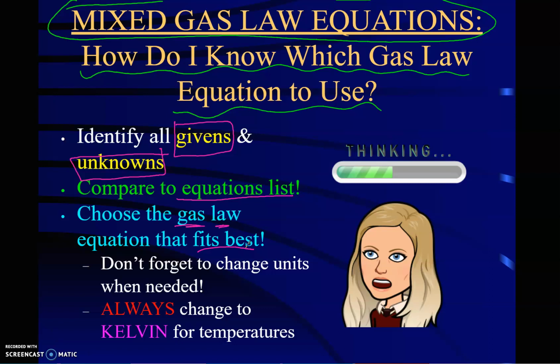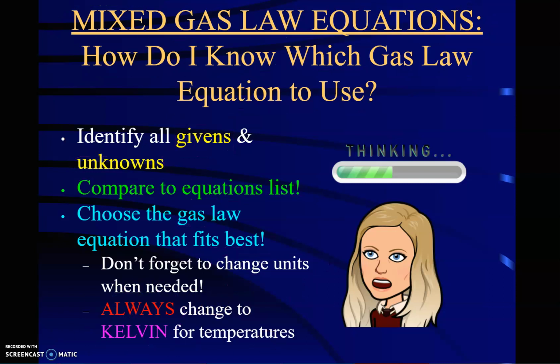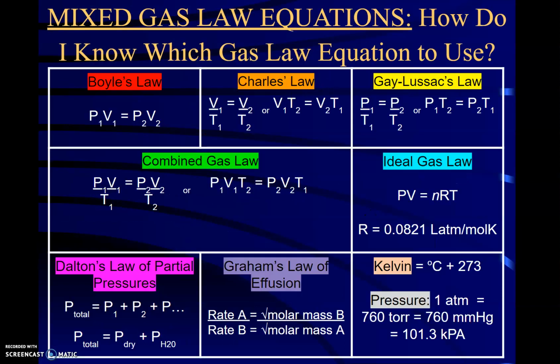But you will have to make sure that you change your units to what you need, especially if we use the R value, liter atmospheres per mole Kelvin. I wrote it backwards. Whoops. Okay, so the R for ideal gas law is liter atmospheres per mole Kelvin. We always need to make sure our temperatures are in Kelvin. So let's take a look at a couple of examples.